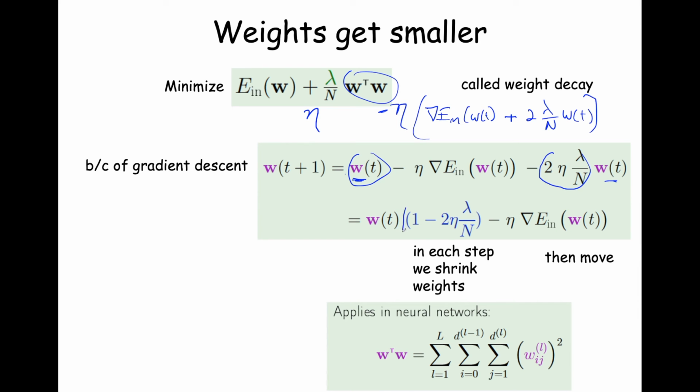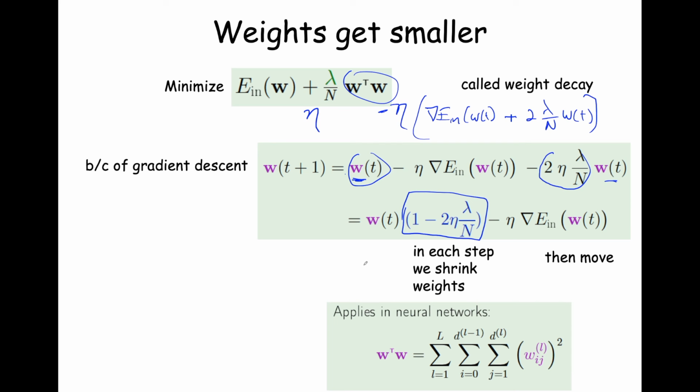So if we look at this term, what this ends up doing is this is less than 1. And because it's less than 1, that means our weight vector is being shrunken, made smaller, and then we move in the direction of the gradient. Now, if we keep doing that again and again and again, eventually our weight vector gets smaller and smaller and smaller, and that's the name weight decay.